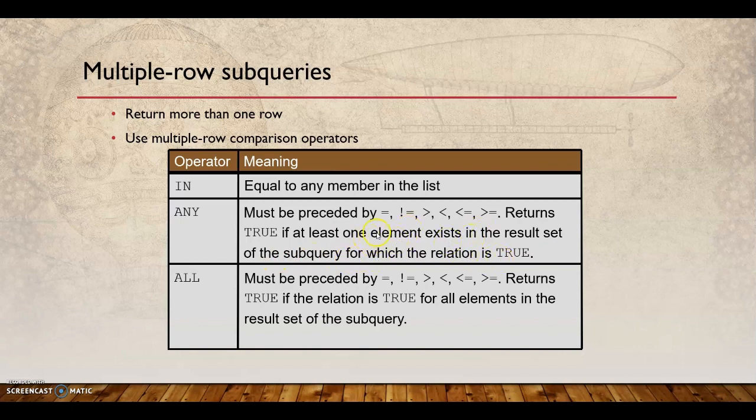For any, it means one of them should be there. And all means the relation is true for all elements that are the result of this subquery. So you can refer to this as any, all. Keep in mind, any is any one of the elements, all is true for all elements of the result.